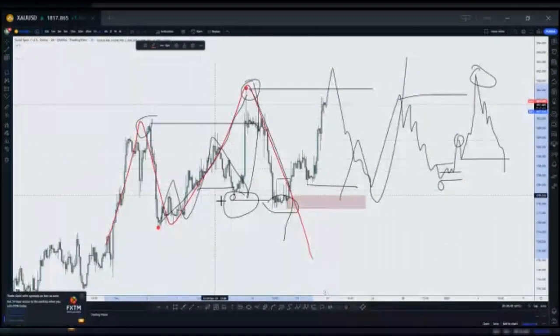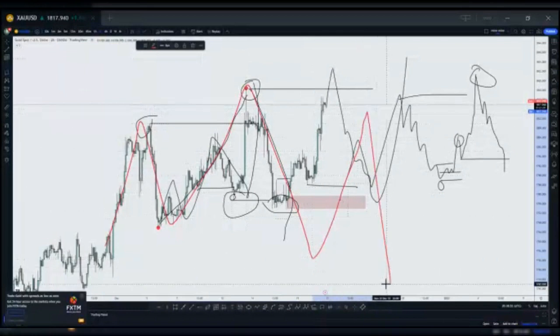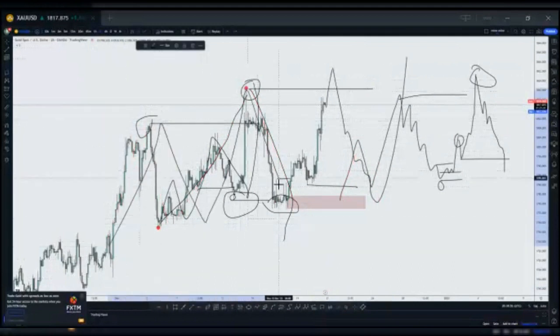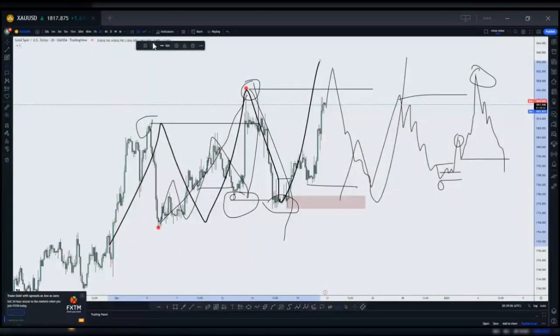And what do we expect? This is a change of character. Structure has shifted. We want to say something like this. But since structure never did that, what do we expect? We want to say this. All right, because that is what structure is doing, and structure is currently bullish. So we want to see more upside as long as we don't have a change of character.